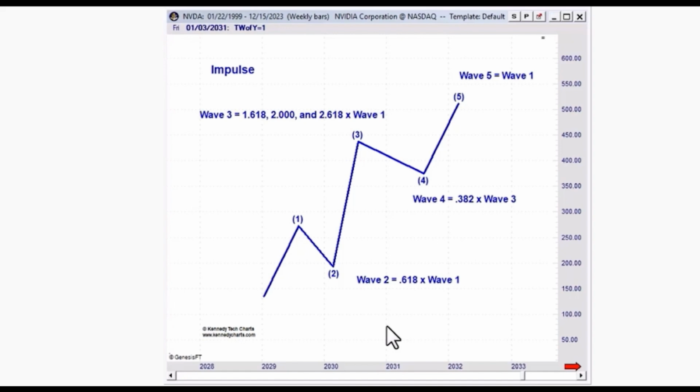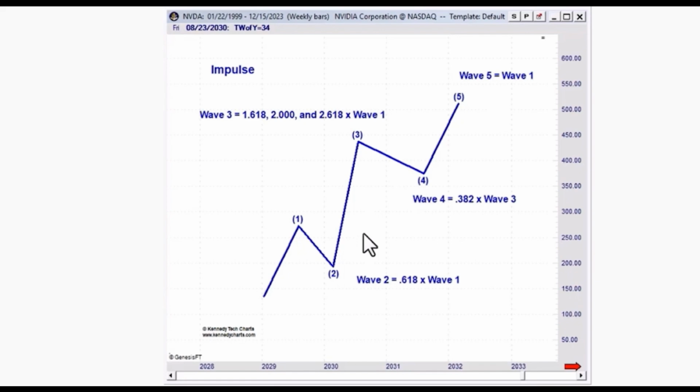So this is an impulse wave. It's a 5-wave move. We use numbers to identify motive waves, so 1, 2, 3, 4, and 5. Now, when it comes to the corrections, we'll use letters to identify the substructure of those patterns.